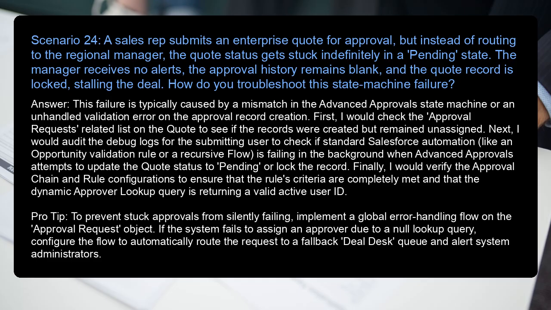Finally, I would verify the approval chain and rule configurations to ensure that the rule's criteria are completely met and that the dynamic approver lookup query is returning a valid active user ID. Pro tip: to prevent stuck approvals from silently failing, implement a global error handling flow on the approval request object. If the system fails to assign an approver due to a null lookup query, configure the flow to automatically route the request to a fallback deal desk queue and alert system administrators.